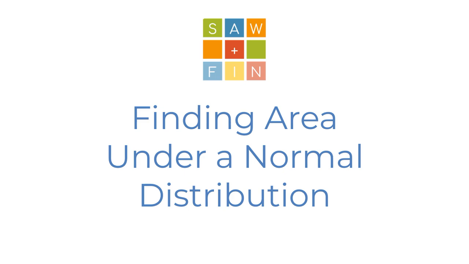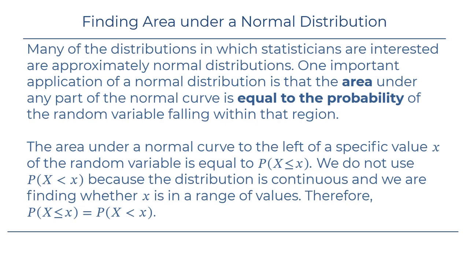Section 6.2, Finding Area Under a Normal Distribution. Many of the distributions in which statisticians are interested are approximately normal distributions. One important application of a normal distribution is that the area under any part of the normal curve is equal to the probability of the random variable falling within that region.